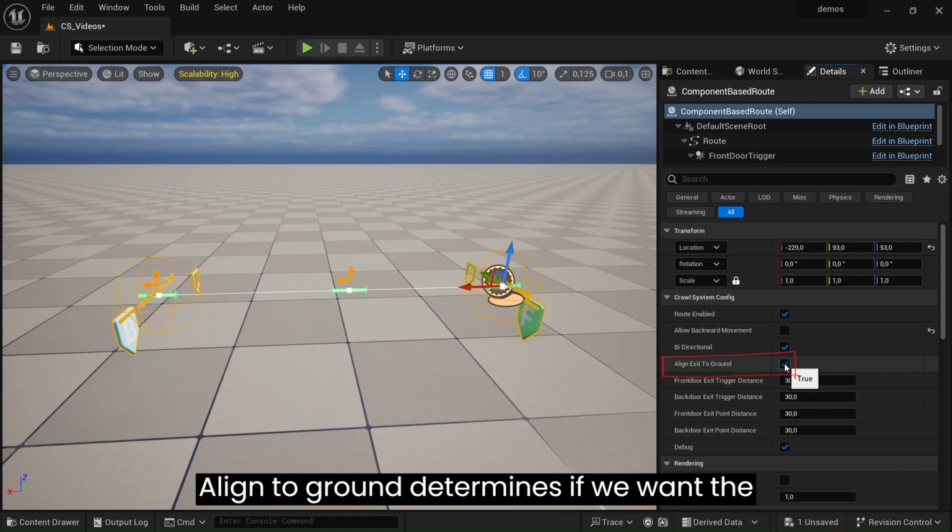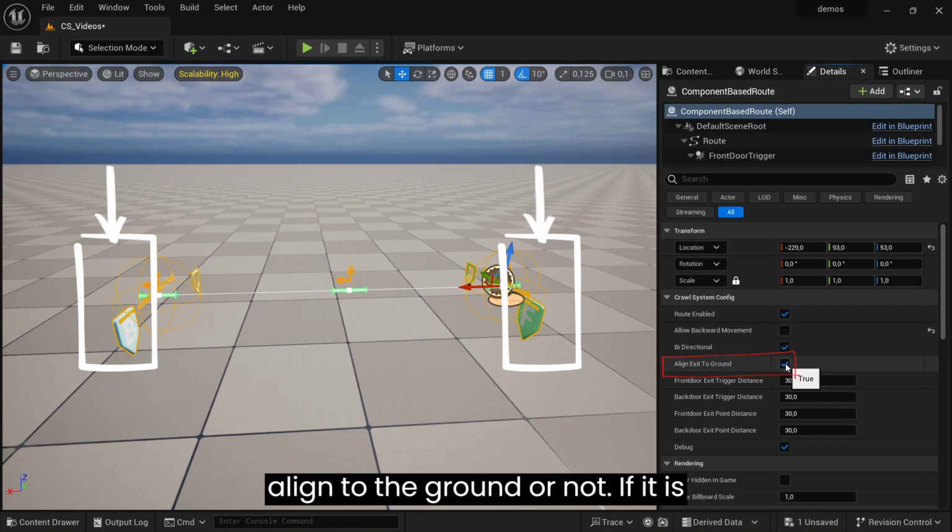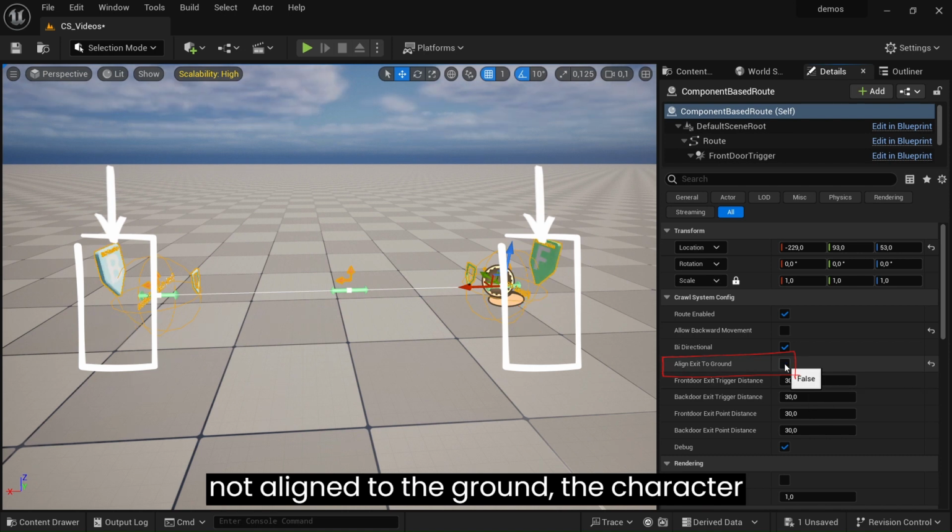Align to Ground determines if we want the exit location for the characters to auto-align to the ground or not. If it is not aligned to the ground, the character will fall after it finishes exiting from the route.